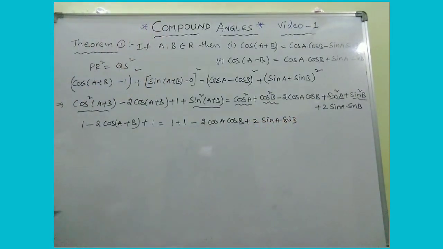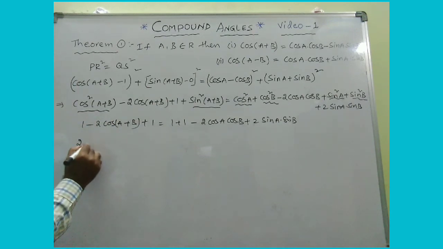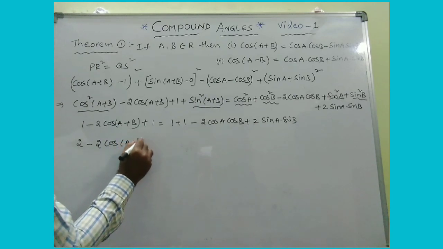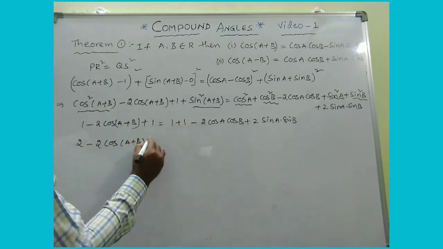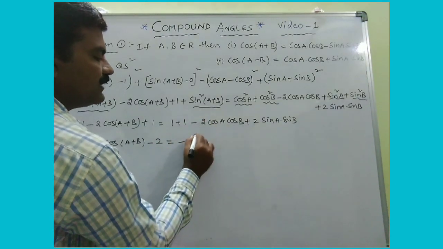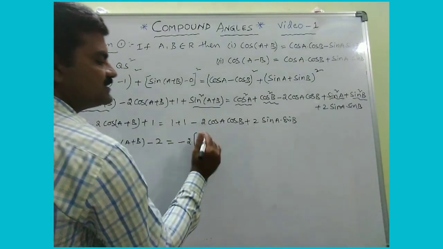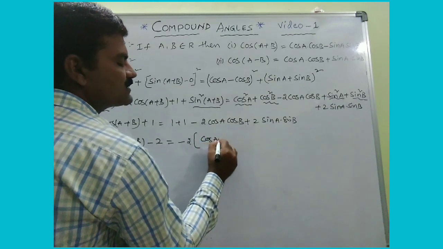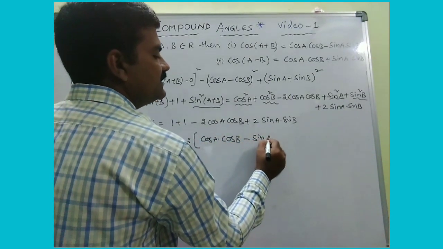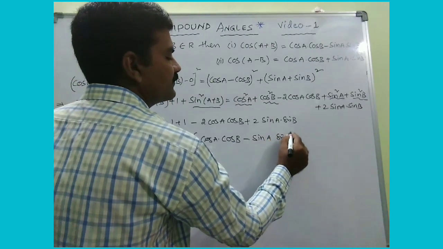This is what is left. Now 1 plus 1, 2, isn't it? Minus 2 cos of A plus B, and please bring this 2 also to this side, that is minus 2, which is equal to, I want to take minus 2 common from these two, that is cos A into cos B minus sin A into sin B.